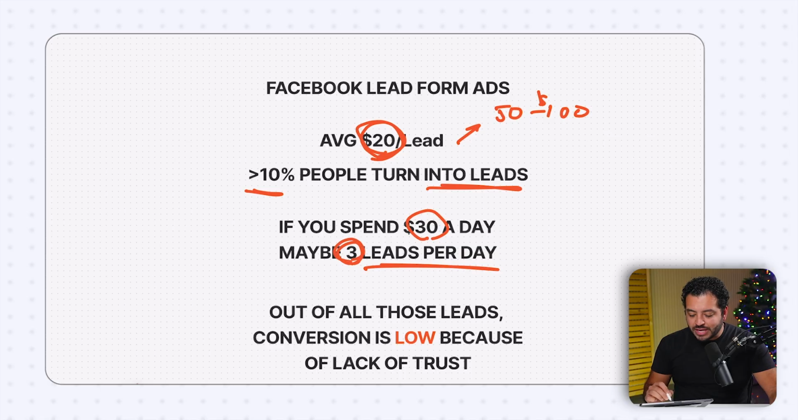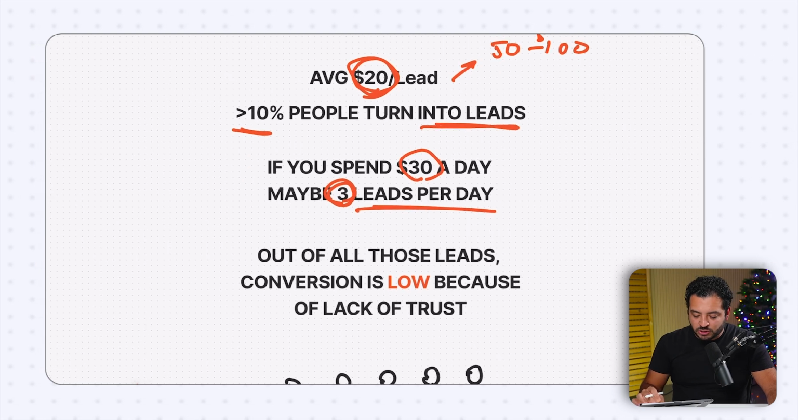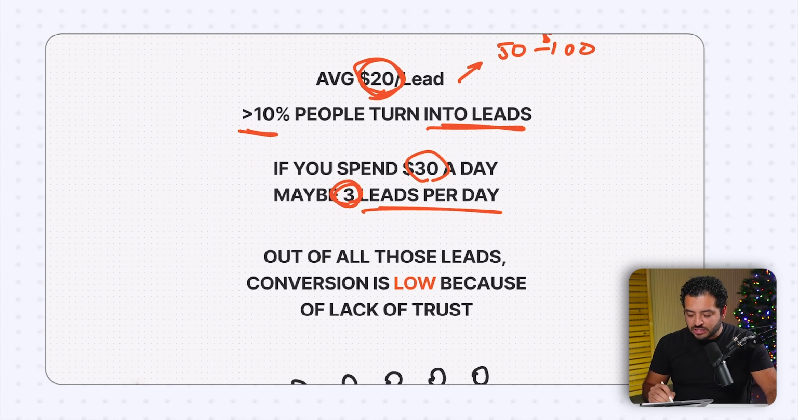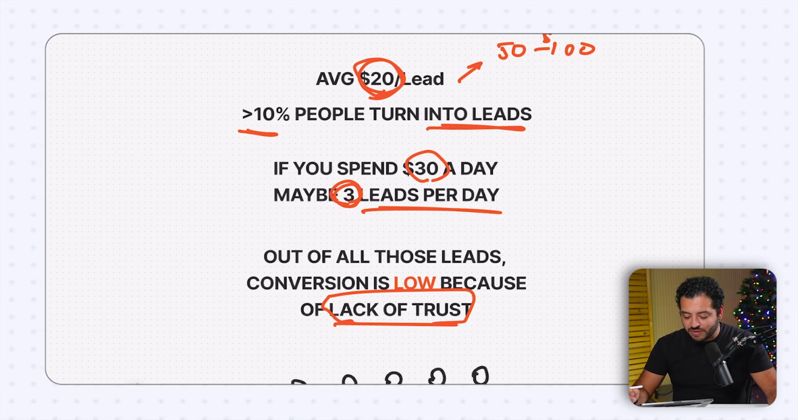Yes, you might get 3 leads per day, but less than 10% of those are even going to get on a call with you because they just don't know who you are. So again, out of all those leads, the conversion is low because you also have that lack of trust. They don't trust you. They don't know who you are. They don't have the know, like, and trust factor with you as a business.